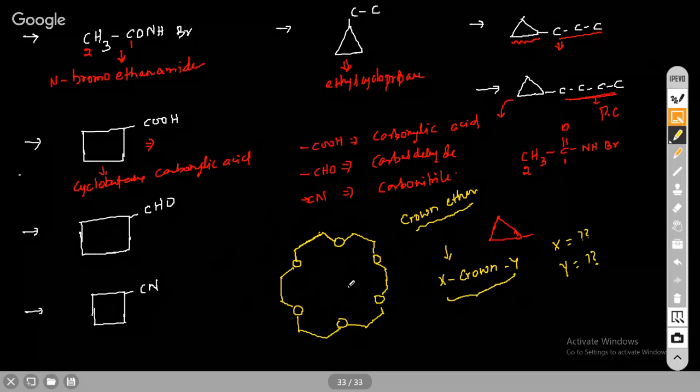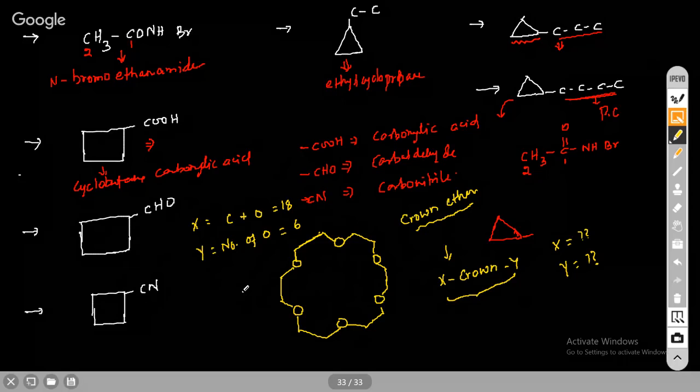X represents the number of carbon atoms plus the number of oxygen atoms in this compound, and Y represents only the number of oxygen atoms. So if you have this information, you can do this question easily. Now you count the number of carbon and oxygen atoms here. We have 2, 4, 6, 8, 10, 12 carbon and 6 oxygen. So the value of X will be 18 and the value of Y will be 6.